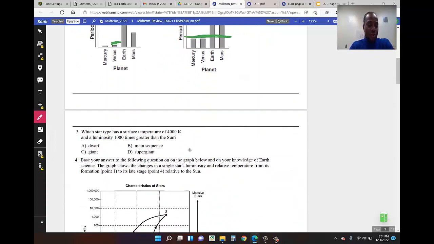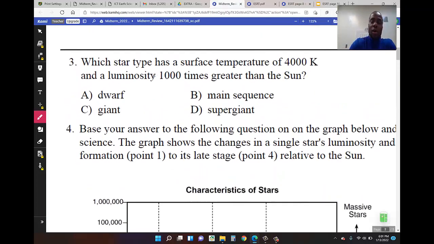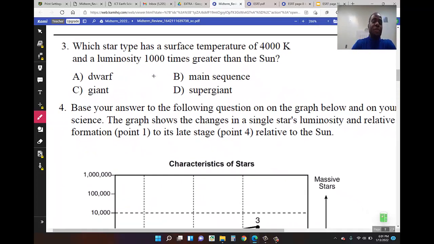Question number 3. I'll let you attempt it. I'm going to zoom in. Also use your PDF packet. Give me an answer.